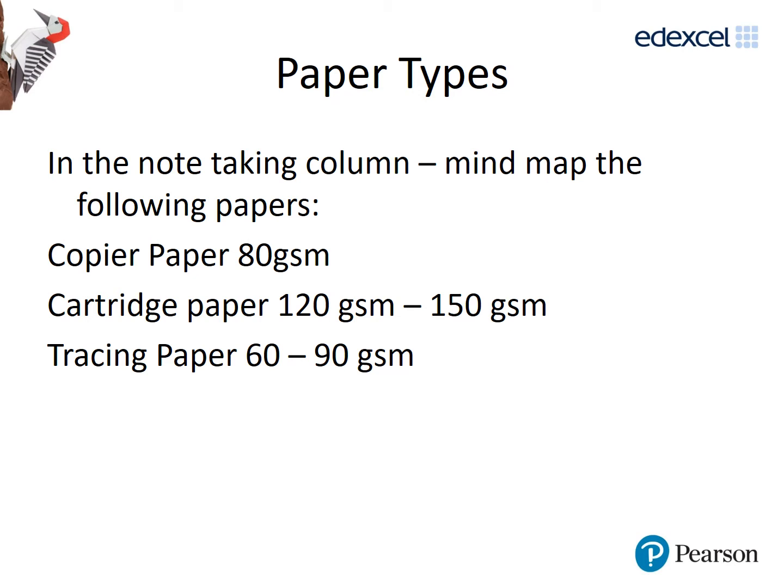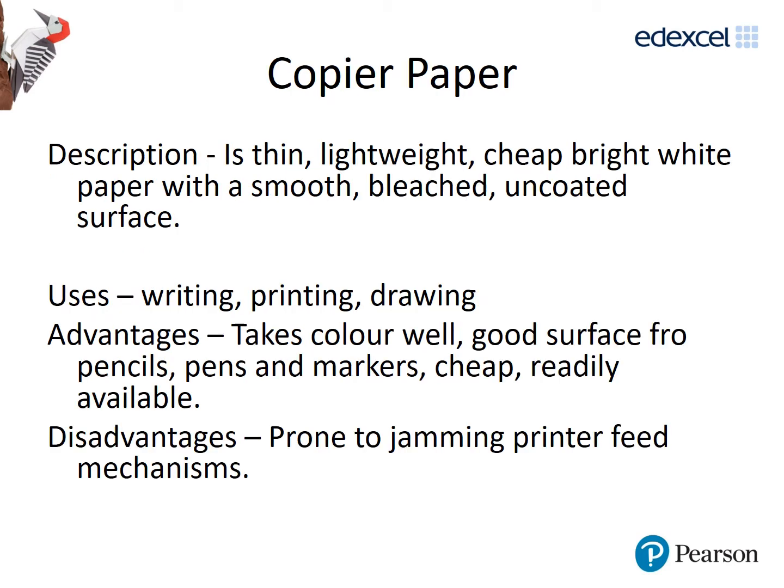Now, papers that we need to know are, as I've already said, copier paper, cartridge paper and tracing paper. And it might just be handy as we're going through to mind map some of the notes as I'm going along. But we'll start with copier paper. We know this and we use it regularly in school. The reason is because it's quite thin, it's lightweight, it's cheap, and it's got a bright white surface because it's been bleached during the process.